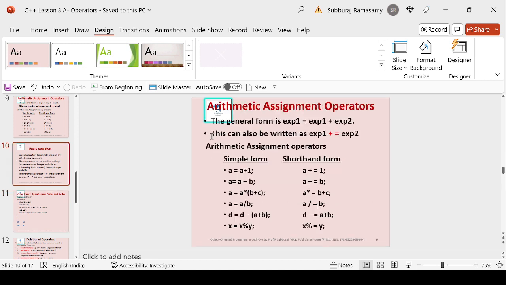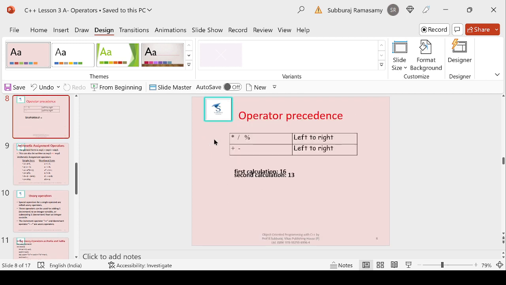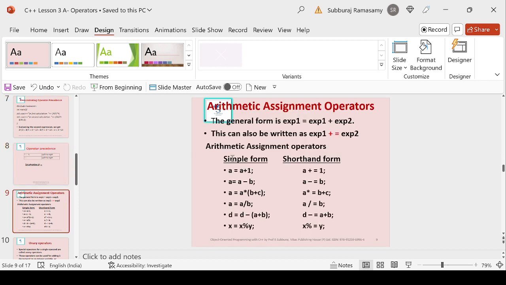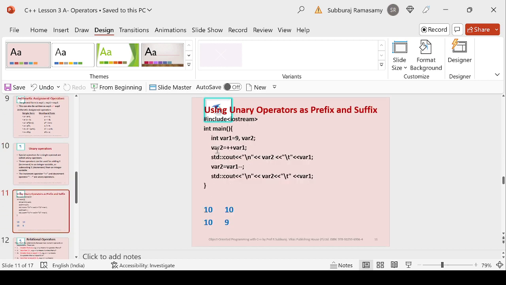Look at the previous program, how did we do? Here we didn't declare anything. So in this program we are declaring integers var1 and var2. But var1 I am assigning 9 and var2 I am not assigning anything, so it will be assigned 0. The integer default is 0. And then write var2 is equal to plus plus var1. What is var1? Var1 is 9. What is plus plus var1? It will be 10. So var2 will be 10.